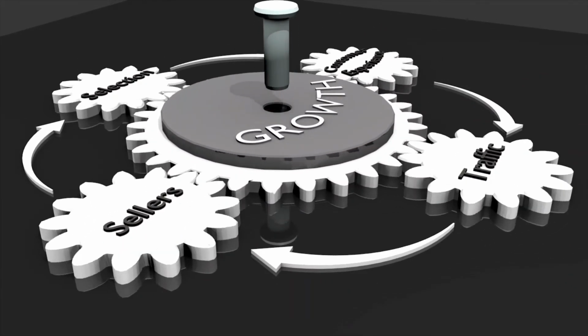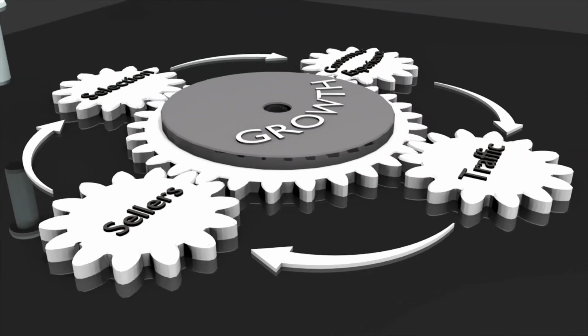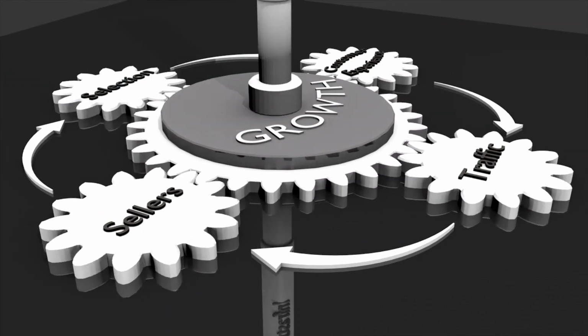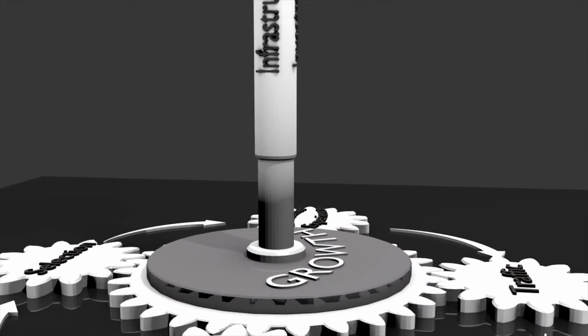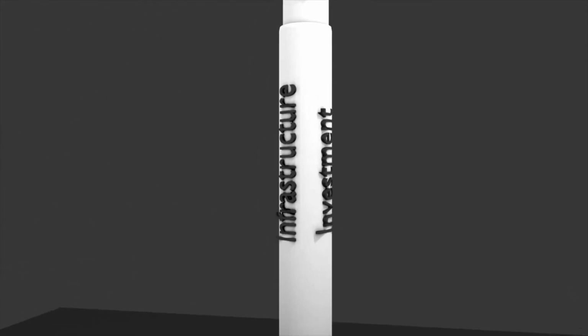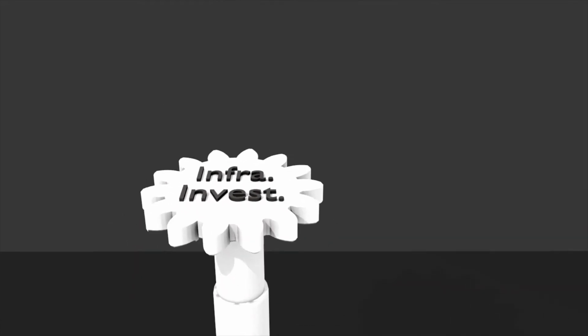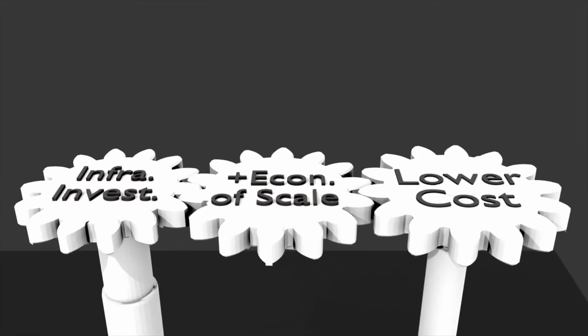Here we're going to continue the analogy by attaching an output shaft to our growth flywheel. Now the output shaft is going to represent infrastructure investment. This is going to be coupled to another gear. More infrastructure investment leads to higher economies of scale.